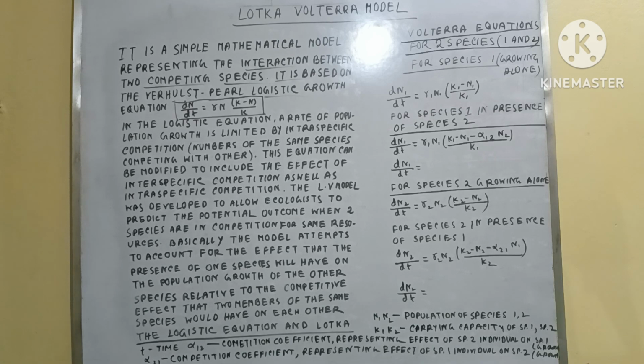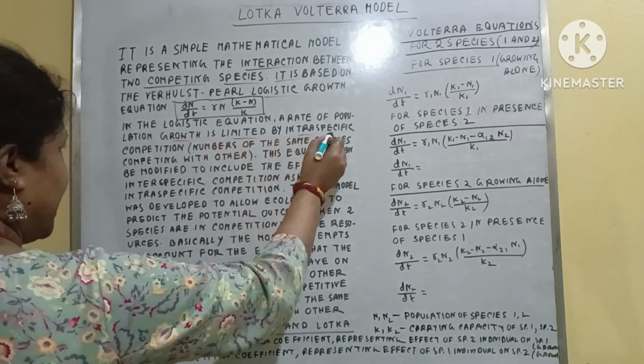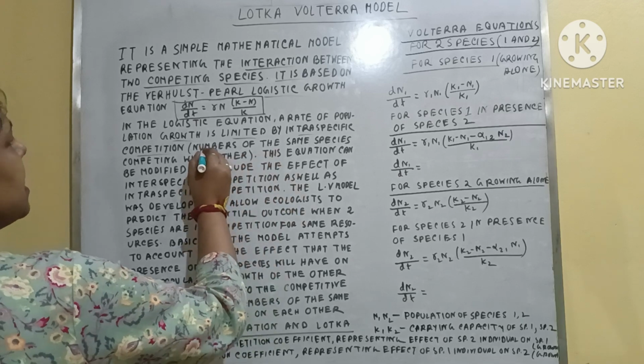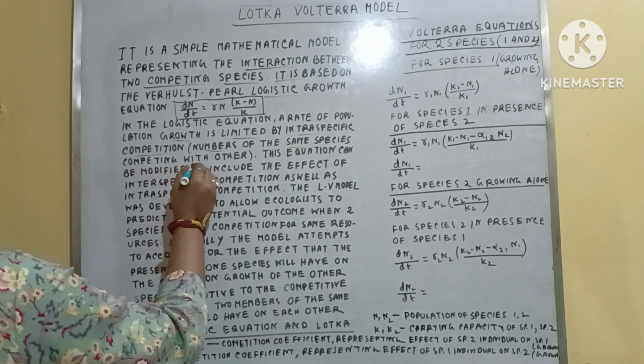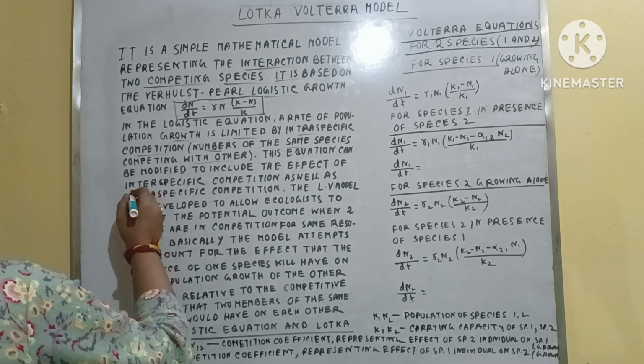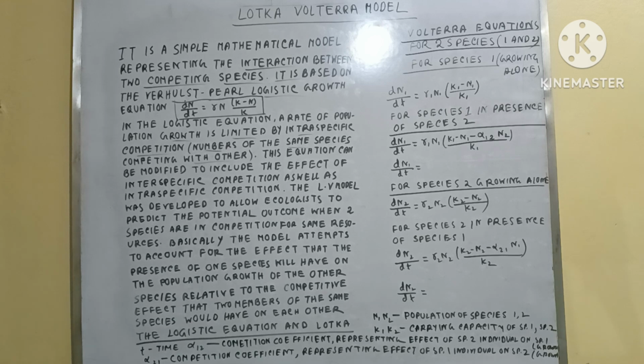In this logistic equation, the rate of population growth is limited by intraspecific competition. Intraspecific means the individuals within the same species are competing with each other. And this equation can be modified to include the effect of interspecific competition as well as intraspecific competition. On the basis of this logistic equation, this Lotka-Volterra model is prepared.